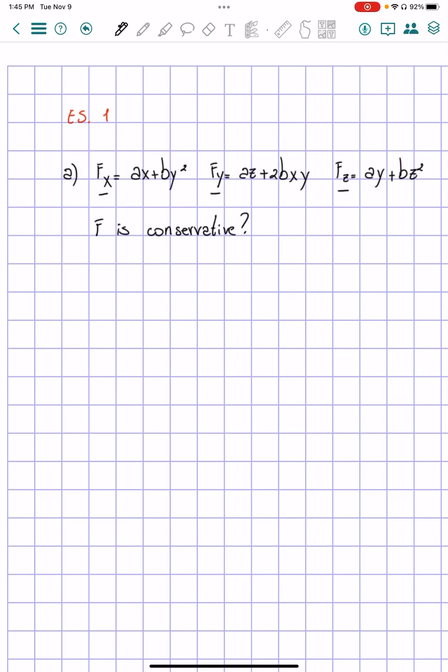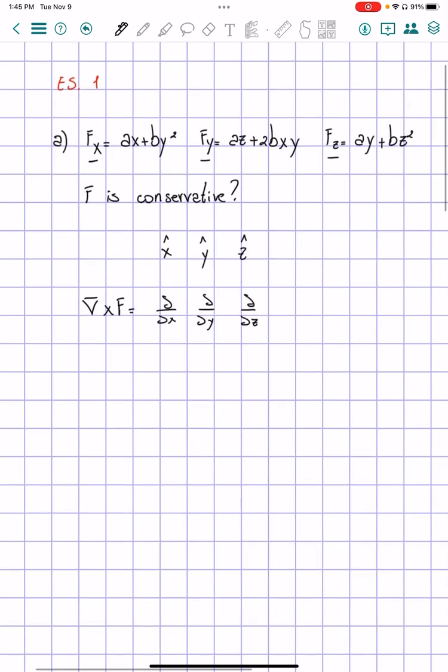Well, with the del and the cross product, the force. So I'm going to have x direction, y direction, z direction, and then the d over dx, d over dy, d over dz, and then f of x, f of y, and f of z.